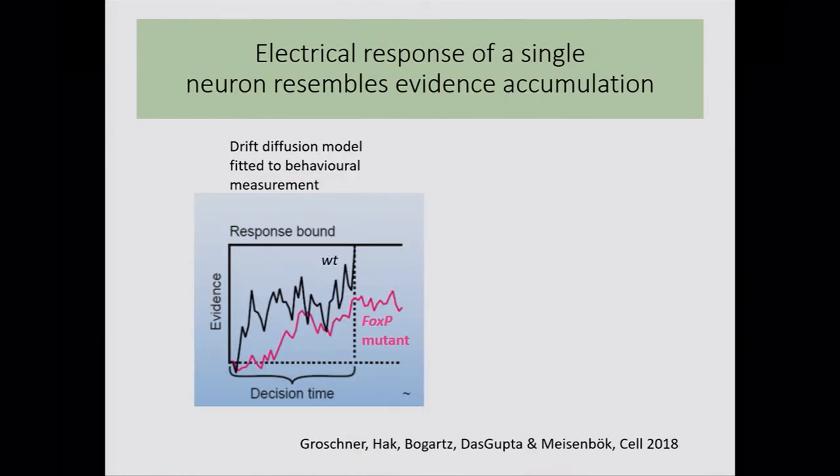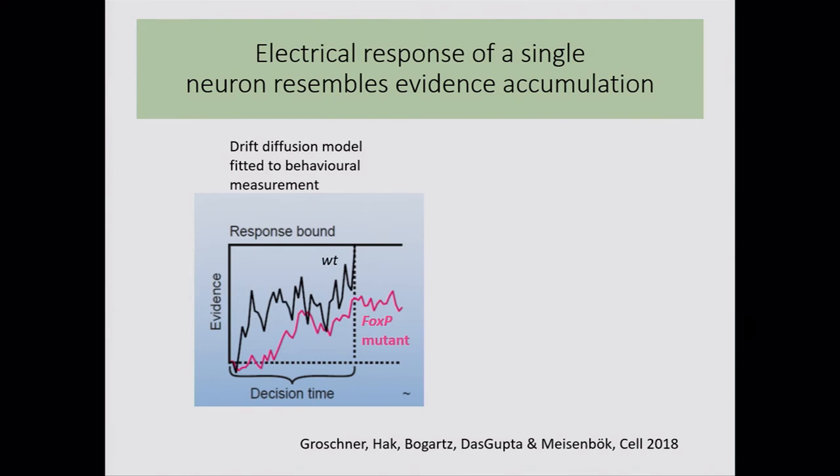And what Miesenbrook and their colleagues showed, first of all, is that there are neurons involved in this in the Drosophila brain, and by mutating a particular gene, they could find that the fly, when you had a mutation in this gene, FOXP, which is a regulator, accumulated evidence more slowly. And so it took longer to come to a decision, and in fact its decisions were less reliable. So this was a behavioral experiment, and they could fit the behavioral experiment with a drift diffusion model. And these are the two predictions of the drift diffusion model. These are two runs of the two drift diffusion models, the normal fly and the mutant fly.